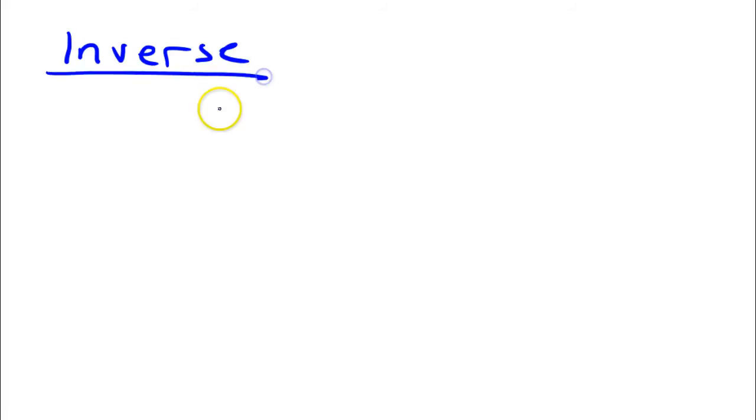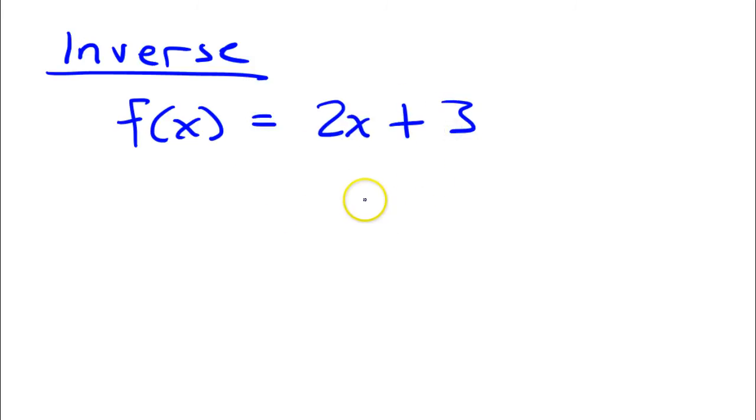So before we get into logarithmic functions, imagine that I had the function, let's say, f of x is equal to 2x plus 3, a simple linear function. Now this would be the same thing as y equals 2x plus 3. To find the inverse function, you do two things. You switch x and y, and then you solve for y. I'm just going to repeat that. Switch x and y, solve for y.